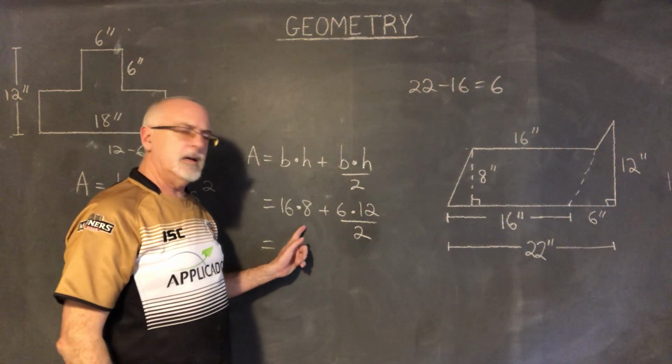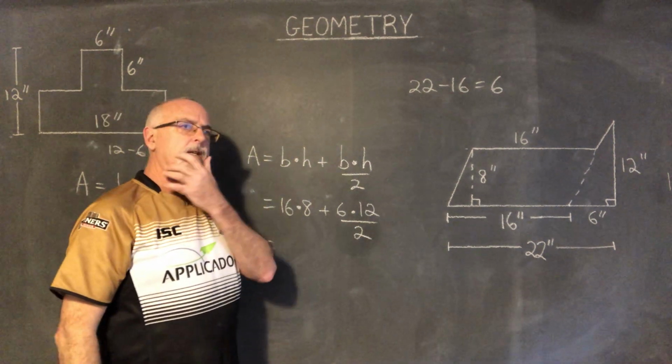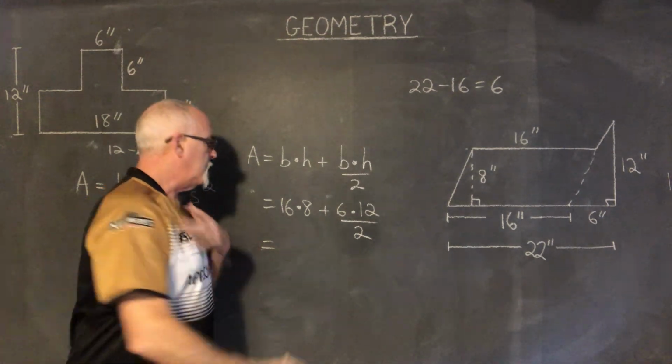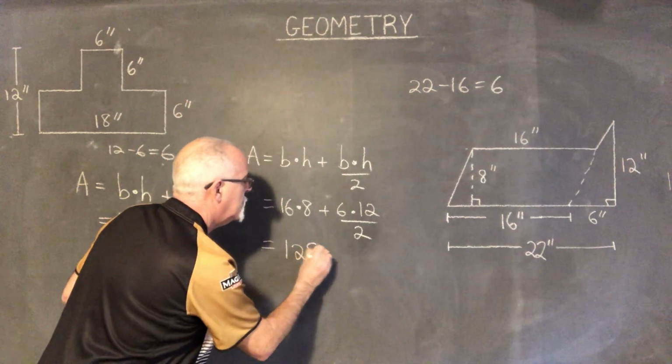16 times 8. 8 times 10 is 80. 8 times 6 is 48. 80 plus 48 is 128.